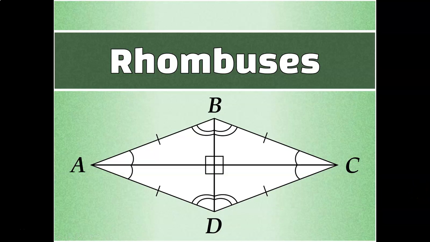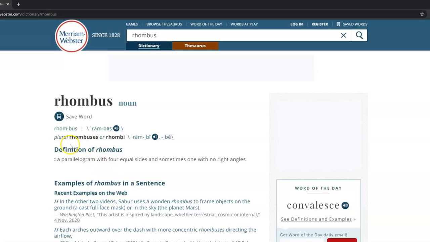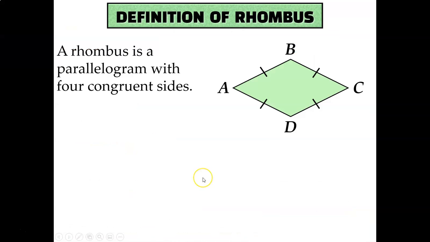Let's talk about rhombuses, or rhombi. You can actually say either one. Merriam-Webster tells us that the plural of rhombus is either rhombuses or rhombi, so it's your choice whichever one you want to use. A rhombus is a parallelogram with 4 congruent sides.